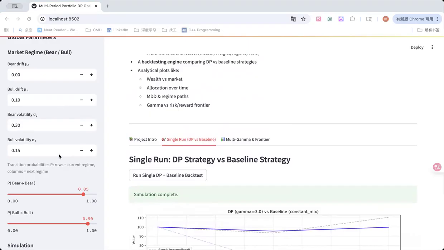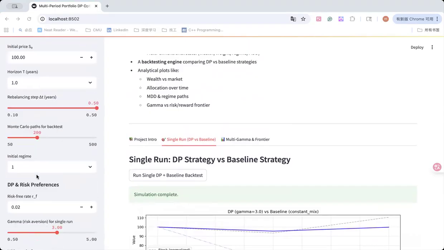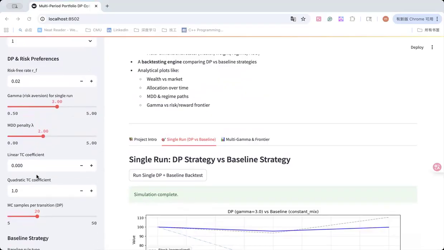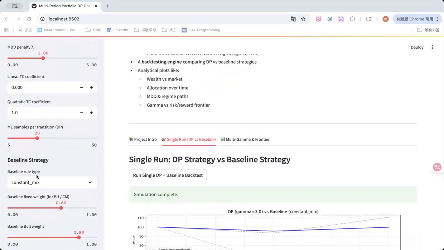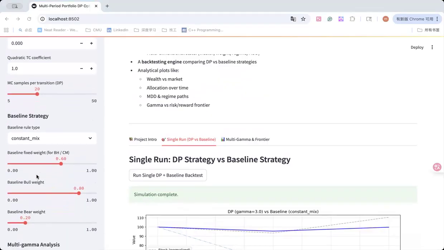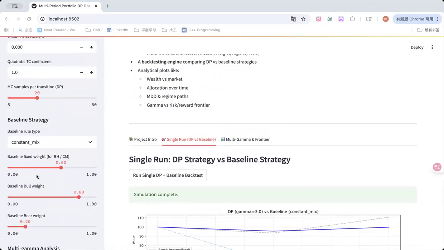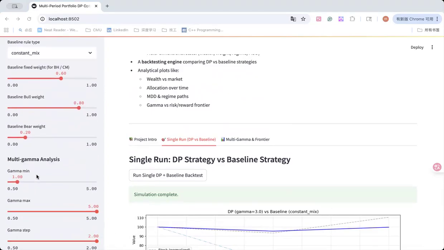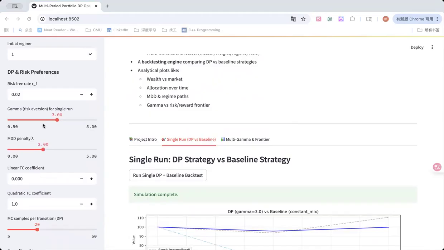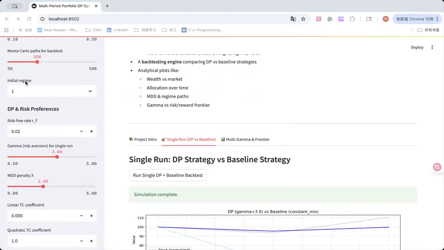Here you can set the risk aversion gamma, the penalty on maximum drawdown, and transaction costs, both linear and quadratic. You can also choose the initial regime, which are the bear and bull regime parameters, their drifts, volatilities, and the transition matrix.